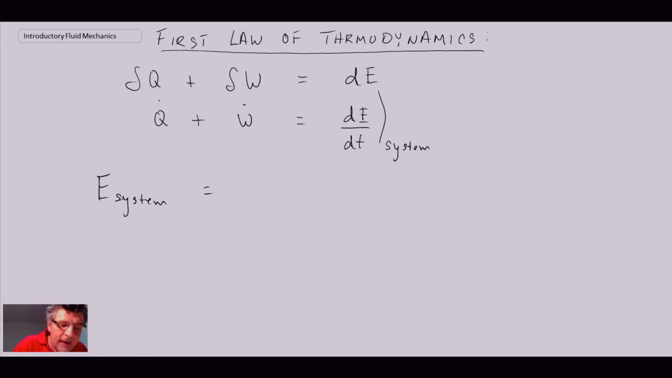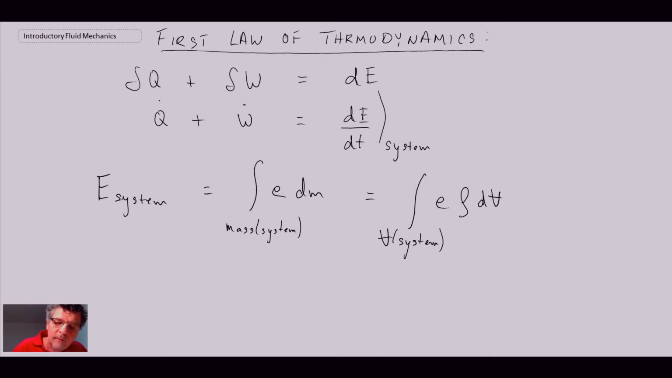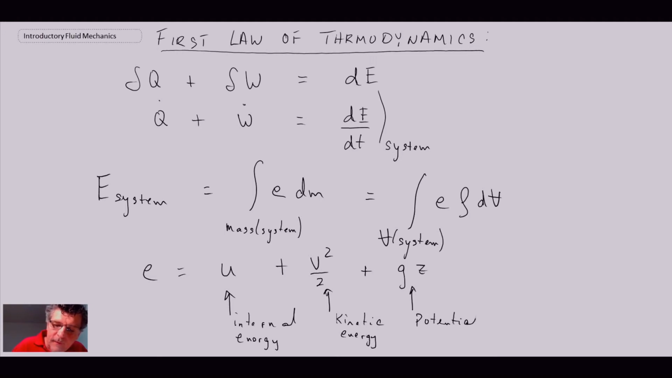And energy can consist of, again, an integral of either the mass, in which case little e is energy per unit mass, or it can be a volume integral. And little e is defined as u plus v squared over 2 plus gz. The first term is our internal energy, the second one is kinetic energy, and the last one is potential energy. So that's the first law.